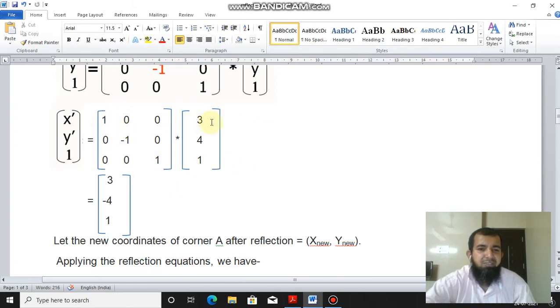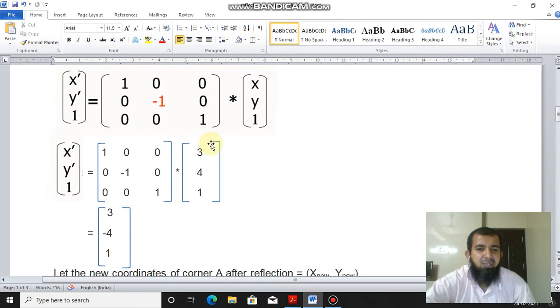Then you multiply using matrix multiplication. 1 into 3 is 3, plus 0 into 4 is 0, plus 0 into 1 is 0. So you get 3 plus 0, you get 3. Write 3 here. Then 0 into 3 is 0, minus 1 into 4 is minus 4, plus 0 into 1 is 0. So you get minus 4 here. Then 0 into 3 plus 0 into 4 plus 1 into 1, so 1 into 1 you get 1. So finally you get 3, minus 4, 1.